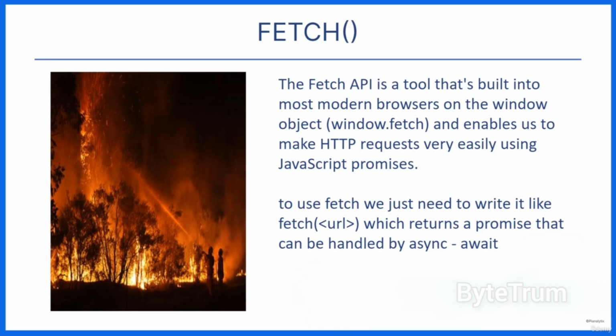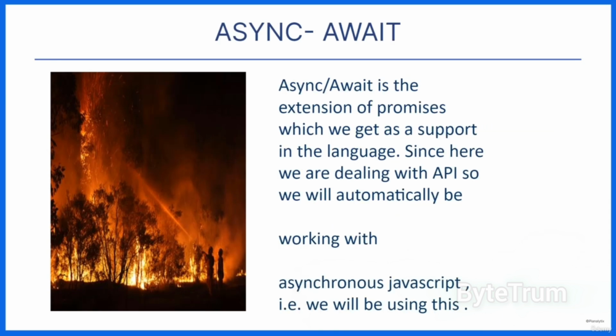So let's see what is actually async await. Async await is an extension of promises which we get as a support in the language. Since here we are dealing with an API, we will automatically be working with asynchronous JavaScript. So whenever we use async await, that surely means that what we are dealing with is asynchronous. So in case of async await, whenever we are fetching data from the API, we are doing it asynchronously.